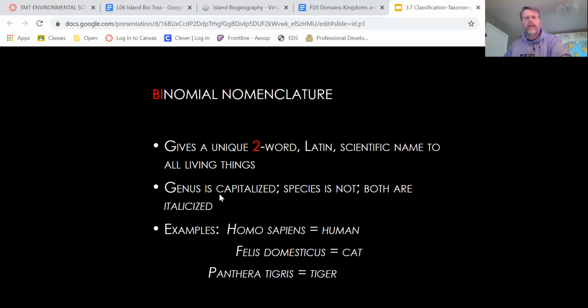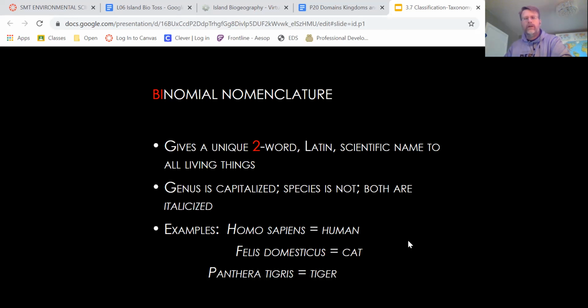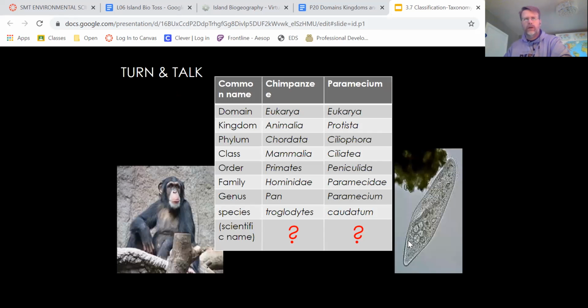First, you capitalize the genus word, and the species is not capitalized, but they're both italicized. Here we see Homo sapiens, it's for humans. You can see how we name cats, tigers. They all follow the same pattern of two words, capitalize the first one, italicize everything. That's how we're going to do it.